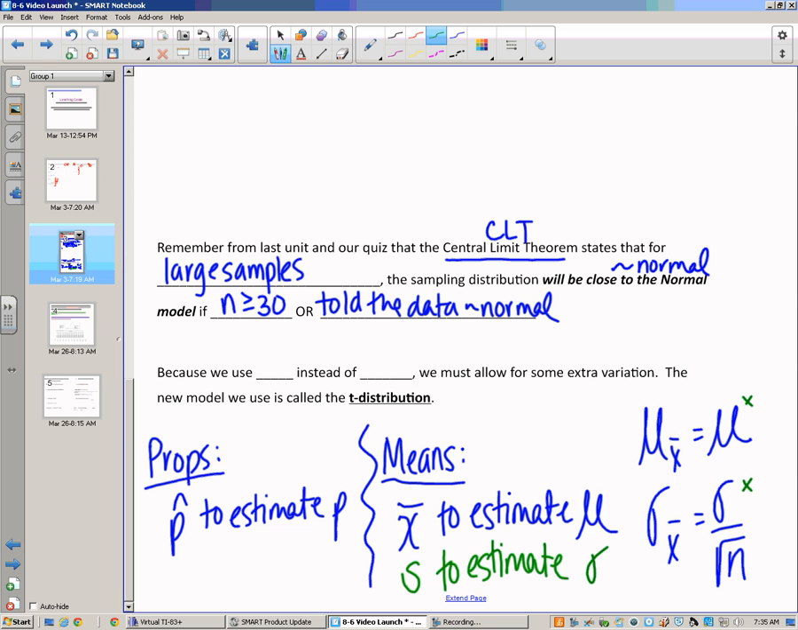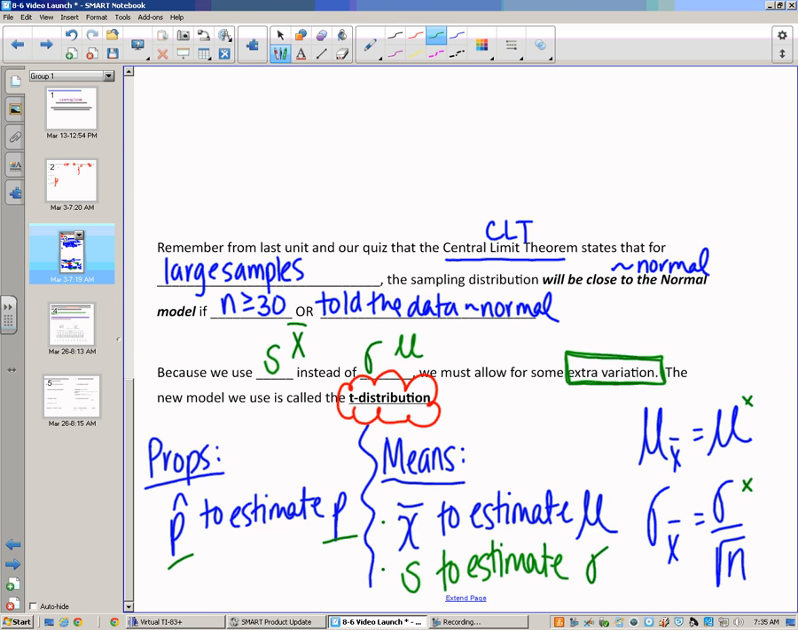So since we're going to have to use s instead of sigma and x bar instead of mu, we have to add some extra variation, because in proportions we only had to use one number to estimate one number. Now we have two different values we're trying to estimate. So this new distribution is what we call a T, no longer a Z for the normal.